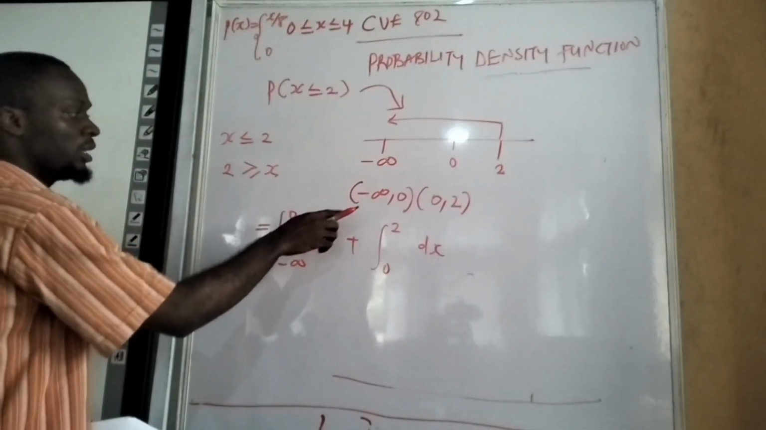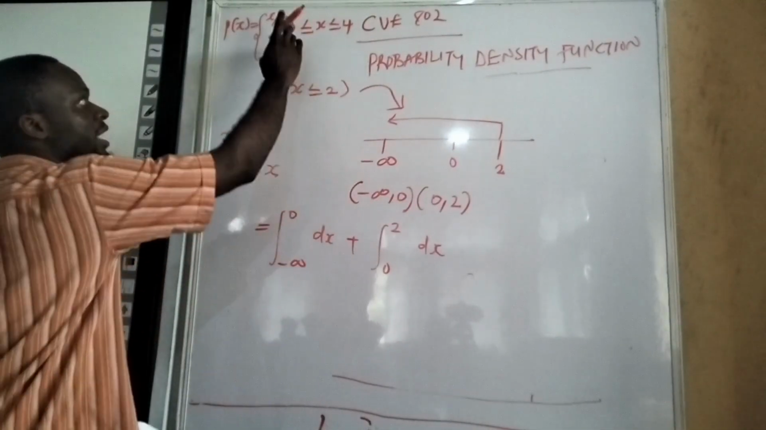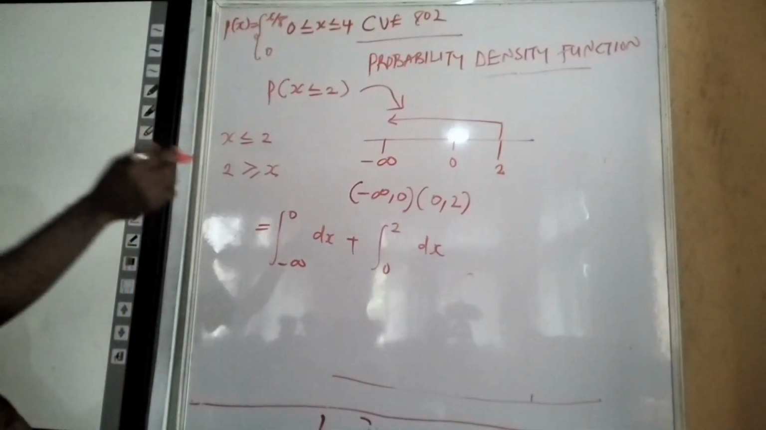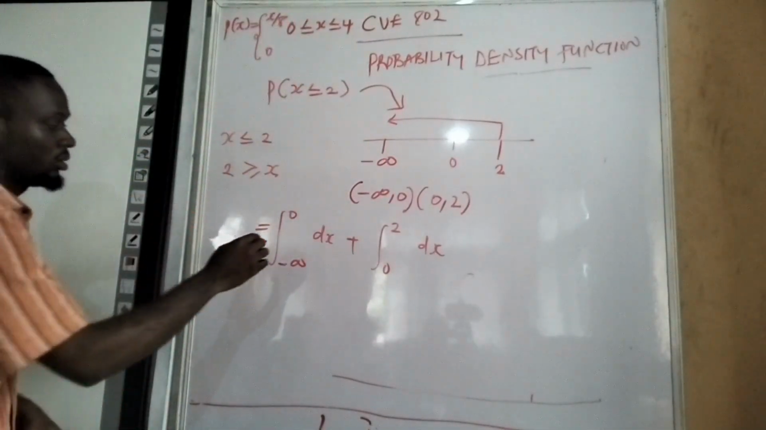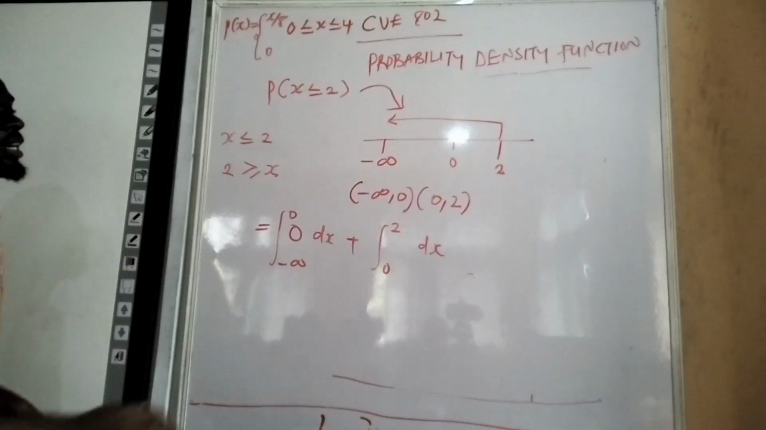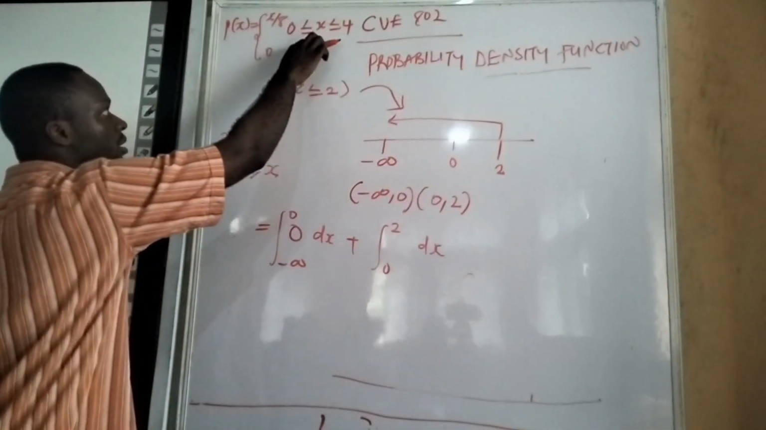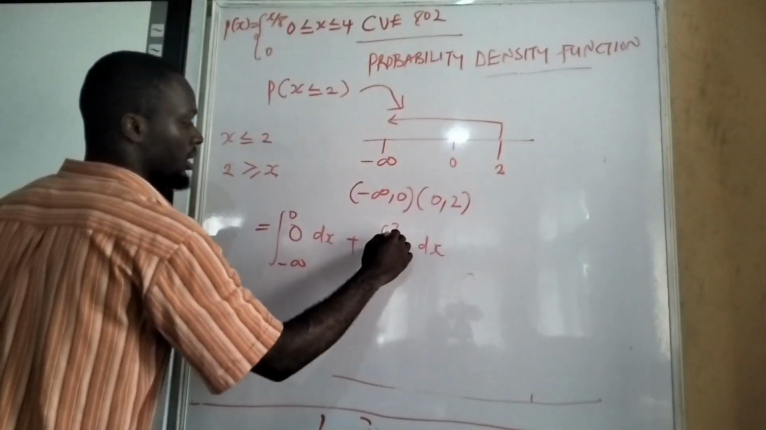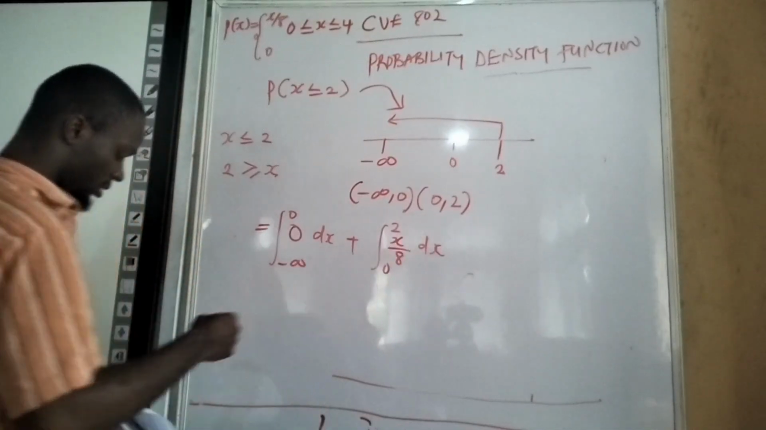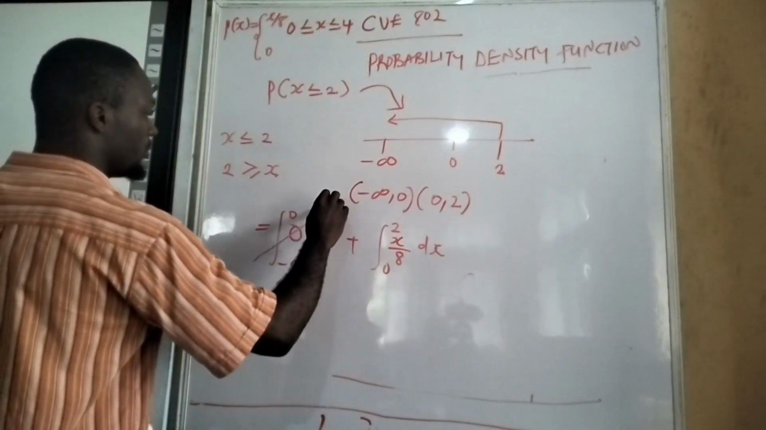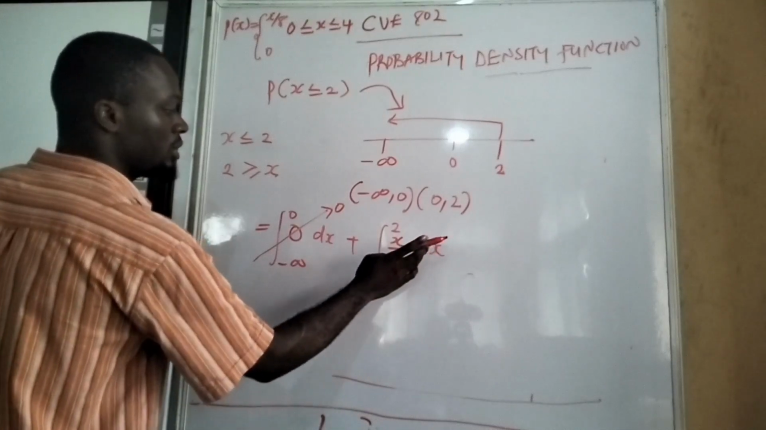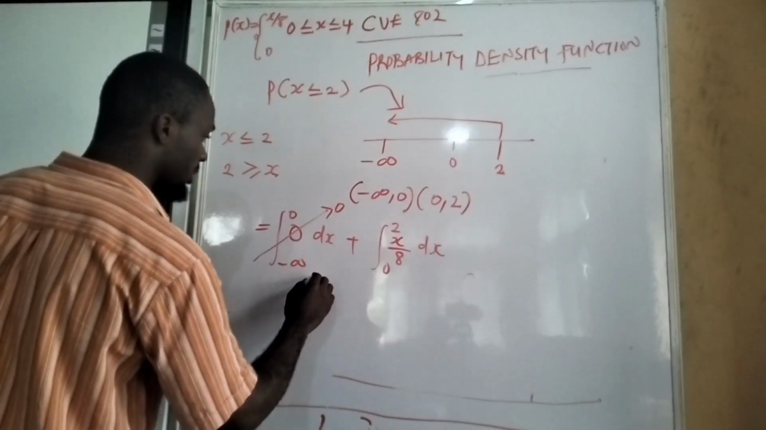So this one now, can we find it here? Can we find minus infinity to 0 here? No. Can we find 0 to 2 here? Yes. So this will give us 0. So I'm just left to integrate this one.